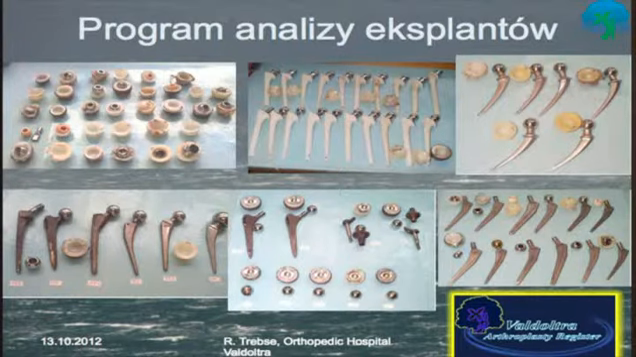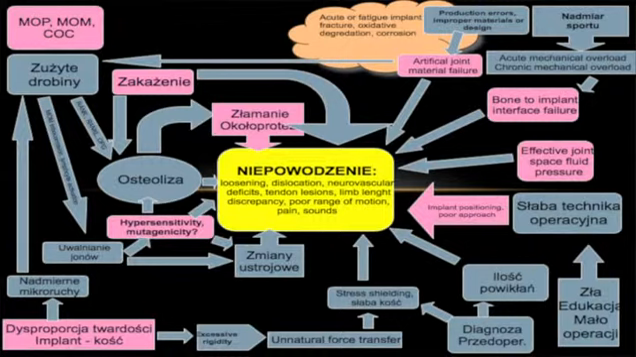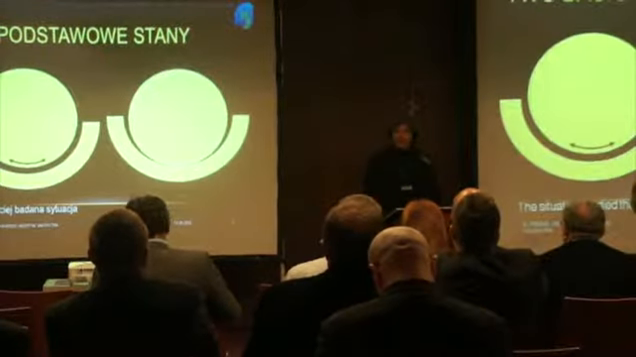This is our yearly collection of failed total hip arthroplasties. And as you can see on this very busy slide, they can fail in very different ways. And actually, a lot of failure modes are related to material, and especially failures related to tribological issues.